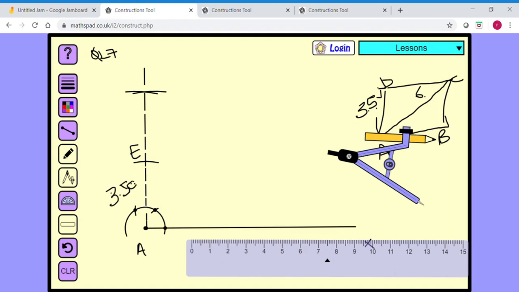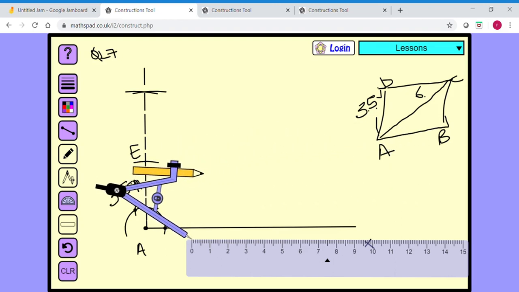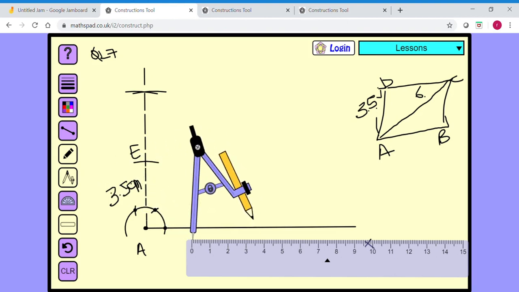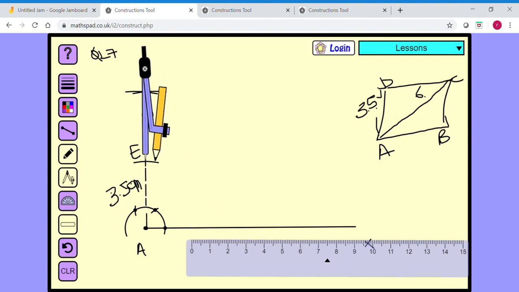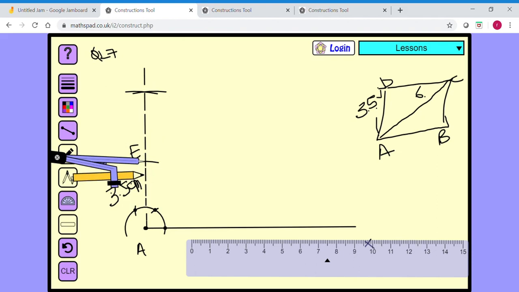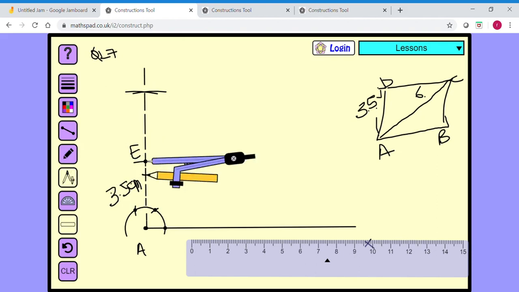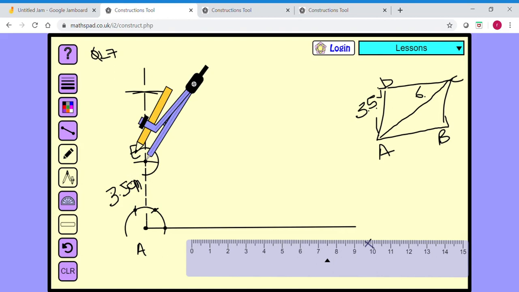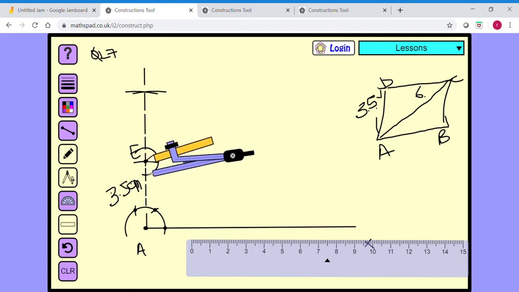Next step is to make a line EY parallel to AX. So I open the compass slightly and make a semicircle. Why am I making a semicircle? Because I'll make a line parallel to AX. Done. Without changing the span, I keep it at the point where it meets AE and cut my first arc.